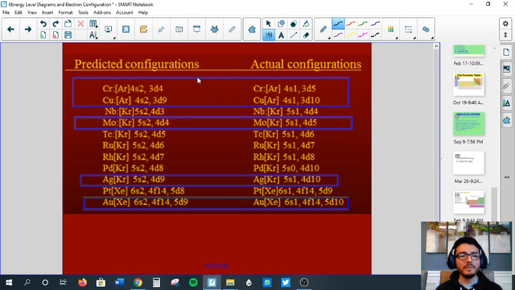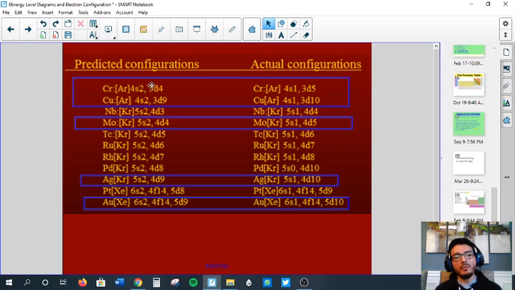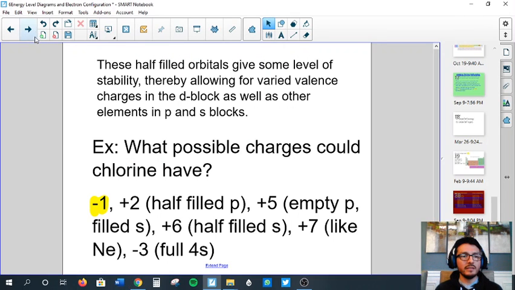This is a list of other predicted configurations and actual configurations. It does get a bit messier. You will not need to know these. I've just highlighted or put boxes around the ones that follow that anomalous configuration where you borrow one electron and move it into your d orbital. That is it. Just some extra notes here.